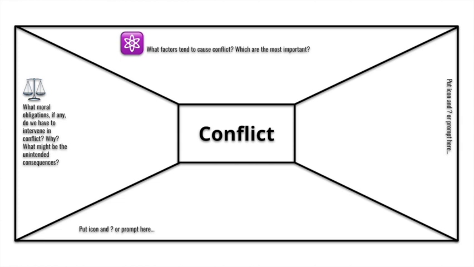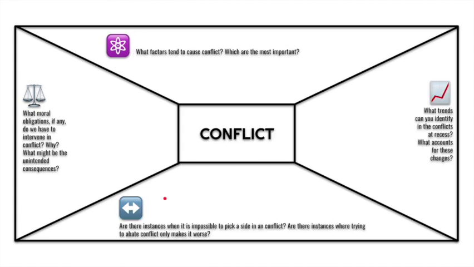Okay, so again, the process is pretty simple. We pick our topic, or students pick our topic, and then we decide what icons we want to use as prompts for our student thinking. These first two I chose, origins and ethics. What I then do is use them as lenses. Then I use that lens to write a higher level question, right? So in these first two quadrants, I've got my icons and I've got the sample question down there. For ethics, I have what moral obligations, if any, do we have to intervene in conflict, why, and what might be the unintended consequences. And then over here in the other quadrants, I've basically just got the regular old prompts. So you're just putting your icon, question, and prompt there.